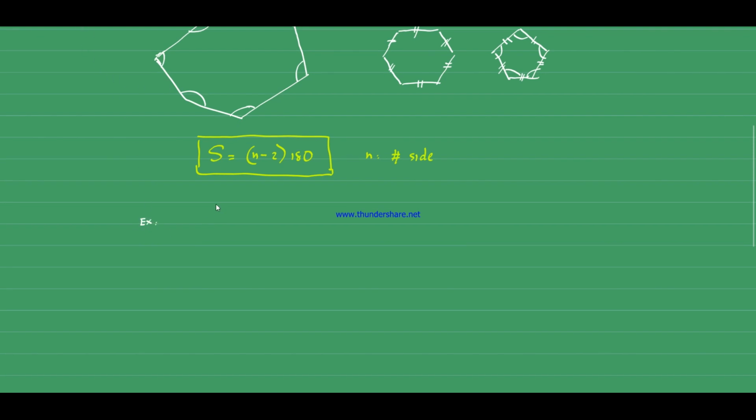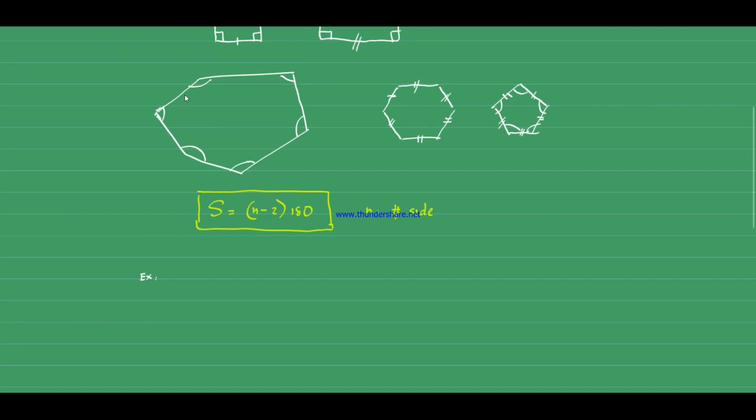This is not really that hard. For example, we have 6 sides, so we have 6 angles. So we have a hexagon, 1, 2, 3, 4, 5, 6 over here. Okay, and we can find the sum for the hexagon by S equals 6 minus 2 times 180. So 6 minus 2 gives you 4 times 180. So that gives you what?